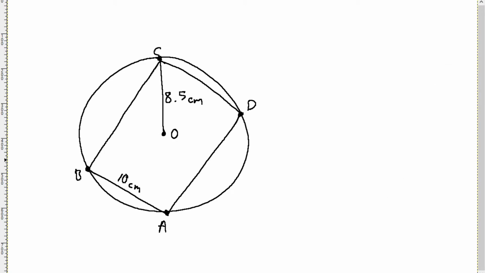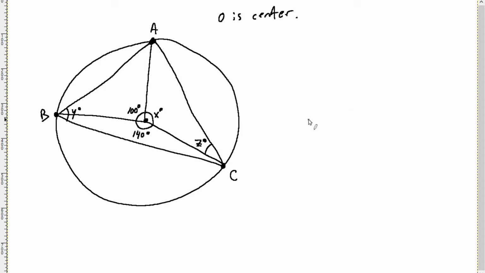Cool, let's get rid of that one, and we'll take on example 3. I just put a little note up here: O is the center point still. I just didn't want to make this more messy than it already was. So triangle ABC is inscribed in a circle. Angle AOB is 100 degrees, so that's this one here. And COB is 140, that's this one here. Determine the values of X, Y, and Z.